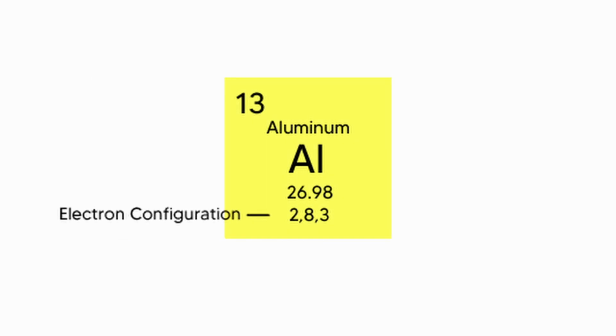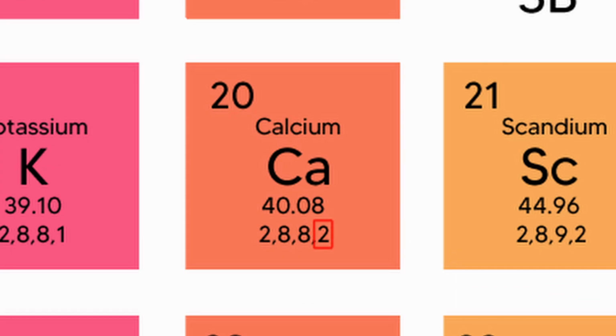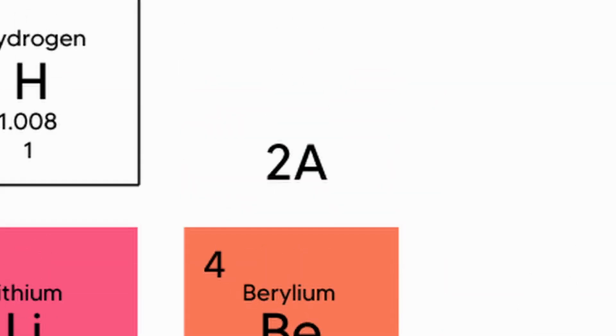The last energy level an electron accompanies is its outermost valence electron. If any element possesses only one valence electron, it will belong to column 1A. If any element possesses two valence electrons, it will belong to column 2A.